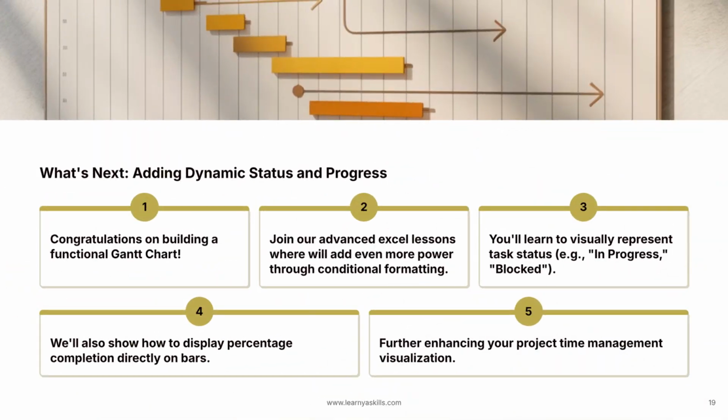Congratulations again on building such a functional Gantt chart. It's a significant achievement. Consider enrolling on our intermediate Gantt chart building course, where even more power and dynamism are added to your chart through the magic of conditional formatting. You'll learn how to visually represent the status of each task, whether it's in progress, blocked, or completed, with distinct colors. Furthermore, we'll show you how to display percentage completion directly on your taskbars. This will further enhance your project time management visualization, making your chart an even more insightful tool.